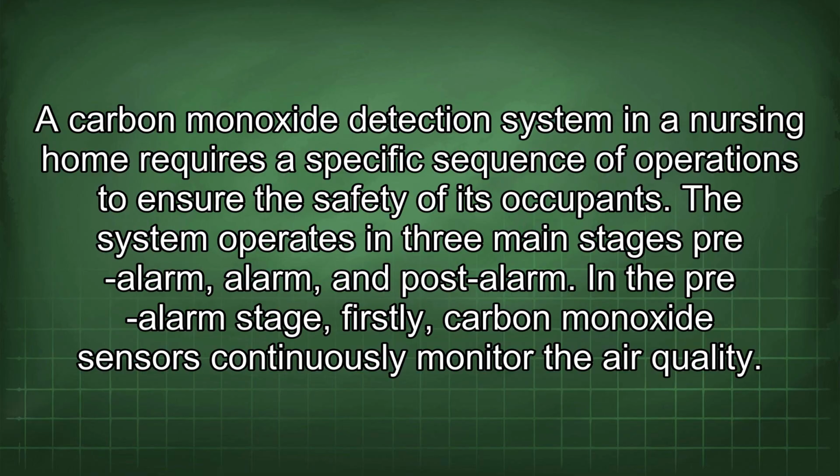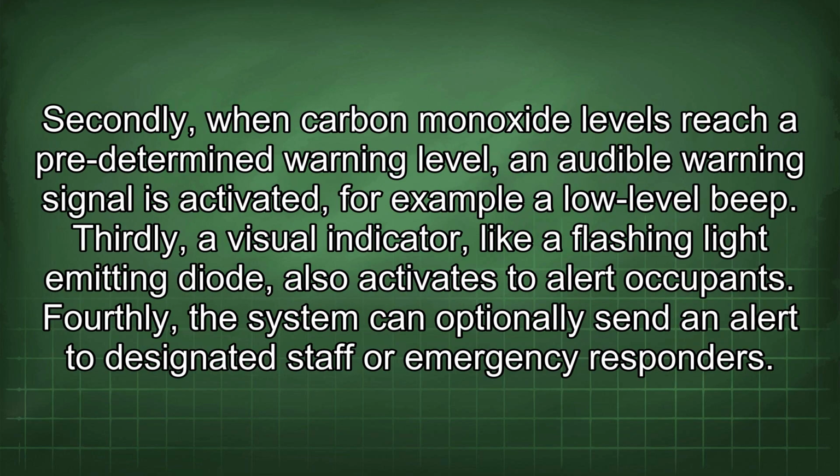In the pre-alarm stage, firstly, carbon monoxide sensors continuously monitor the air quality. Secondly, when carbon monoxide levels reach a predetermined warning level, an audible warning signal is activated, for example a low-level beep. Thirdly, a visual indicator, like a flashing light-emitting diode, also activates to alert occupants. Fourthly, the system can optionally send an alert to designated staff or emergency responders.